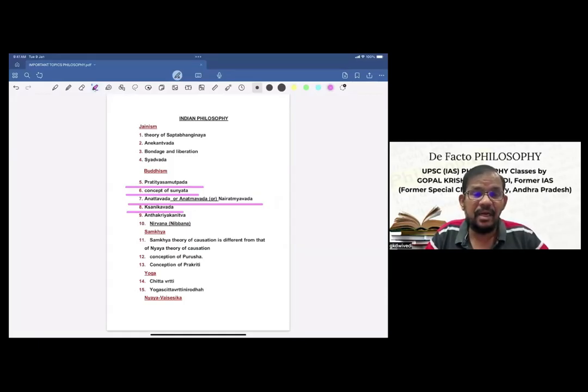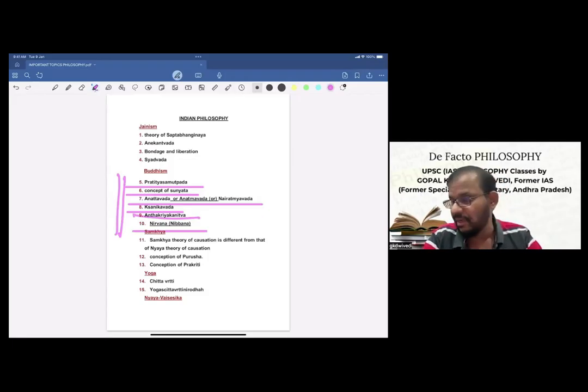Then Antakriyavada, Karmavada. This is again another important theory which they have given. And then Nirvana or Nibbana. So these 6 topics we will be studying in detail. What we will do is we will first go through the main philosophy of Buddhism, the various concepts, ideas, topics and subtopics in Buddhism, and understand them in brief. And then these 6 topics we will try to study in detail. So this should be our strategy.